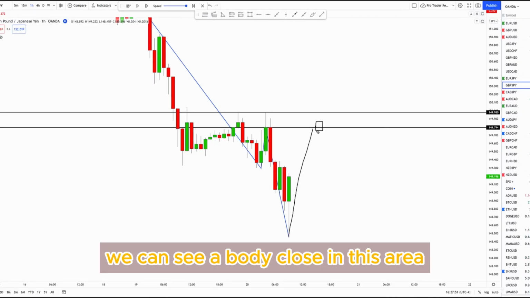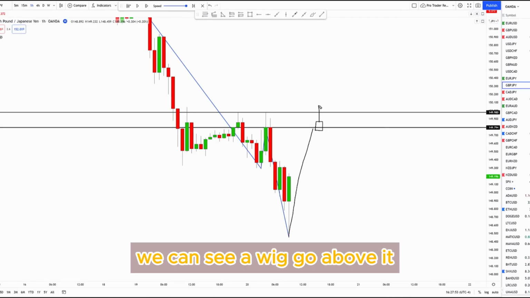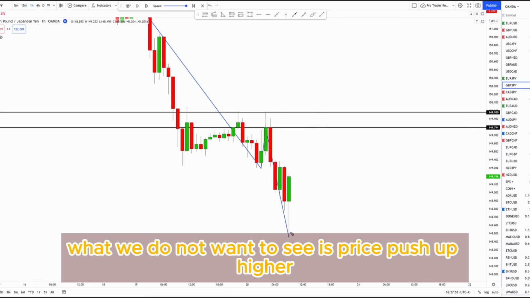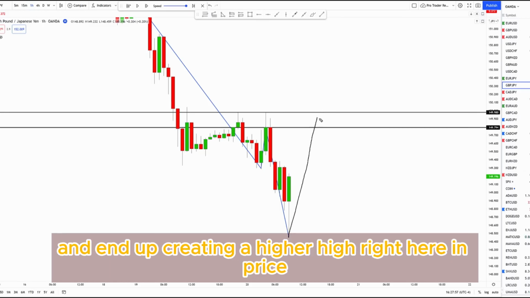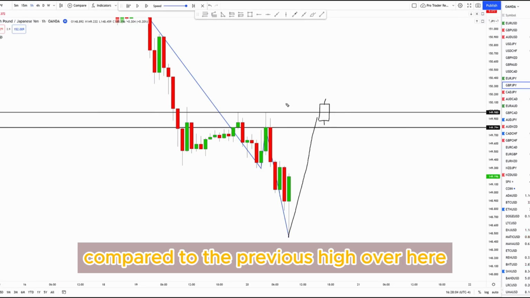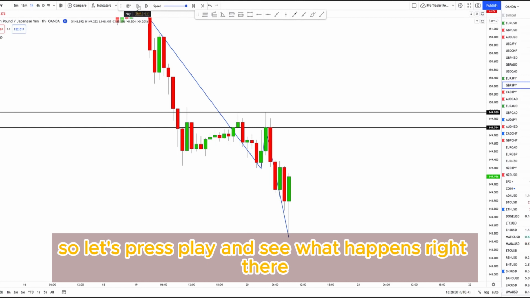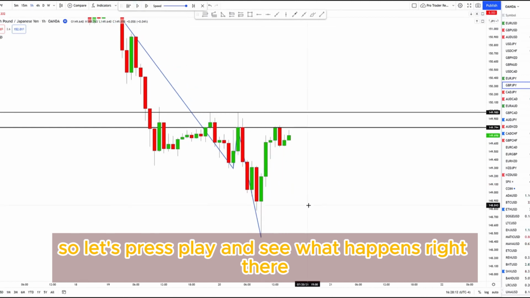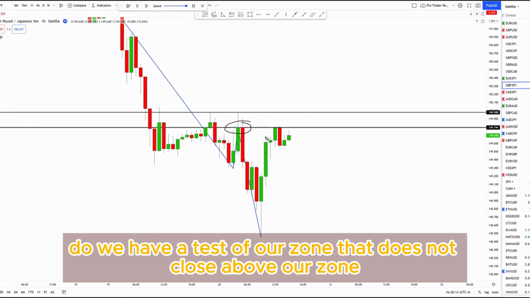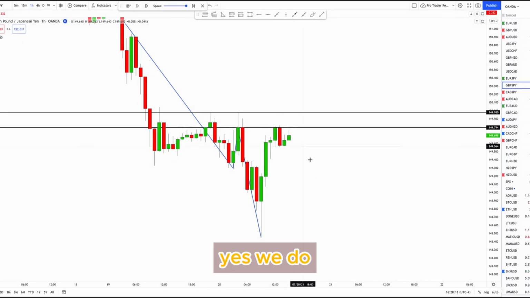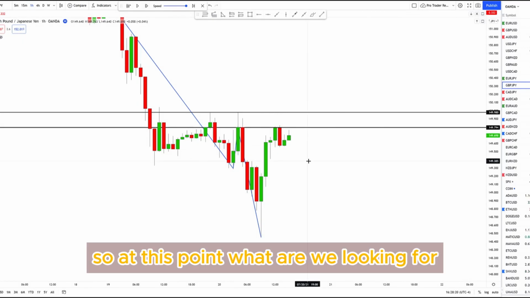We can see a body close in this area. We can see a wick go above it. What we do not want to see is price push up higher and end up creating a higher high right here in price compared to the previous high over here. So let's press play and see what happens. Right there. Do we have a test of our zone that does not close above our zone? Yes, we do. So at this point, what are we looking for?